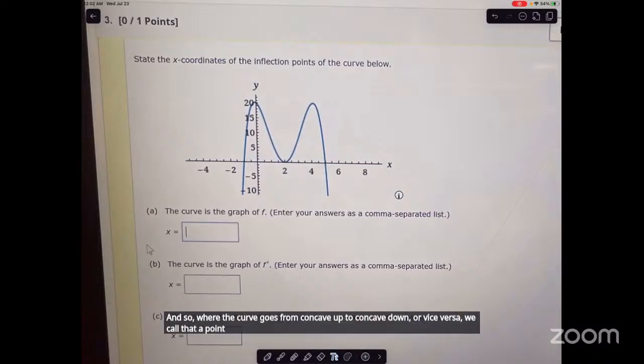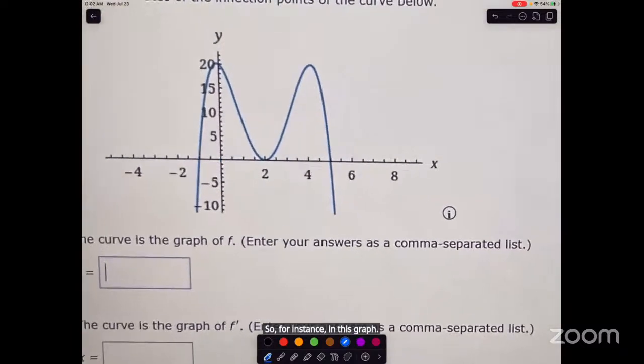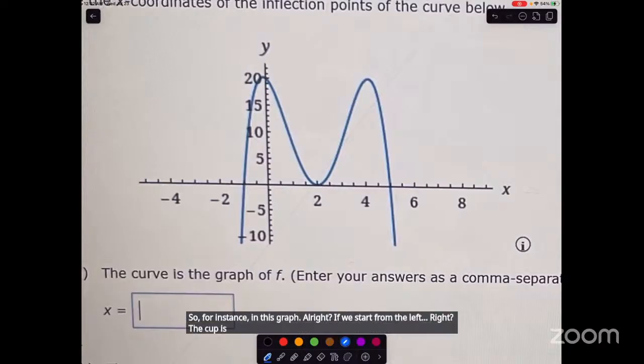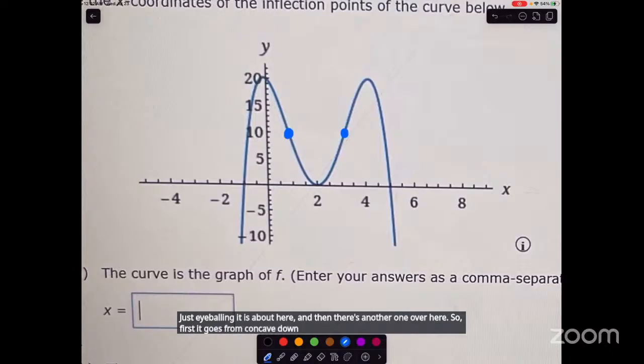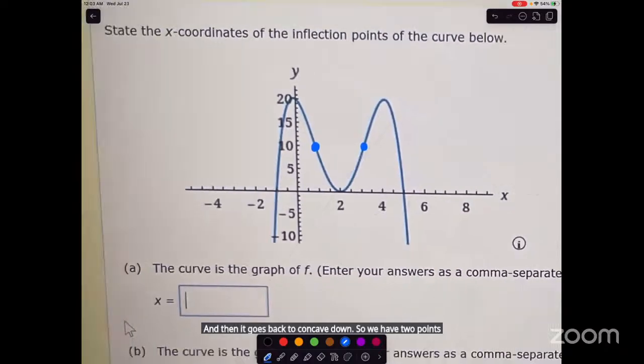So for instance, in this graph, if we start from the left, the cup is opening downward, right? So initially we're saying that it's concave down. In the middle is concave up. So the point of inflection, just eyeballing it, is about here, and then there's another one over here. So first it goes from concave down to concave up, and then it goes back to concave down. So we have 2 points of inflection.